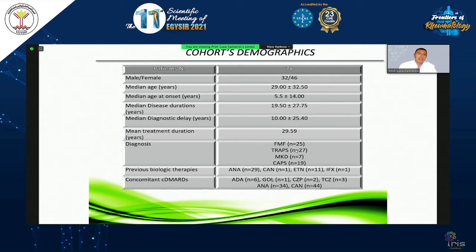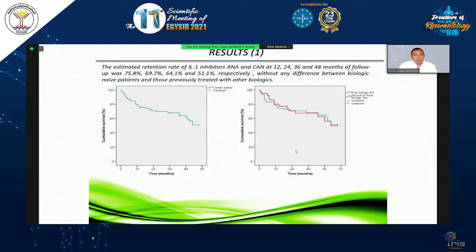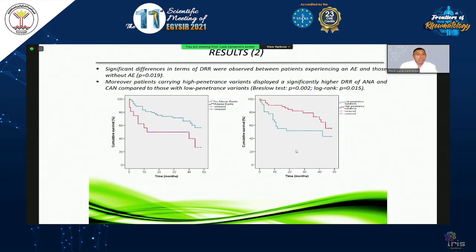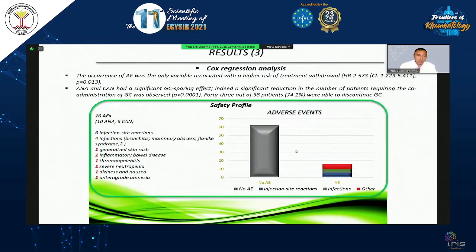Briefly, the demographic characteristics of our patients: we enrolled 78 patients with periodic fever syndromes. Briefly, our results: the estimated drug retention rate of anakinra and canakinumab at 12, 24, 36, and 48 months of follow-up was 75, 69, 64, and 51% respectively, without showing any difference between biologic-naive patients and those previously treated with other biologics. Significant differences in terms of drug survival were observed between patients experiencing adverse events and those without adverse events. Moreover, patients carrying high penetrance mutations displayed a significantly higher drug retention rate of the interleukin-1 inhibitors compared to patients with low penetrance mutations.